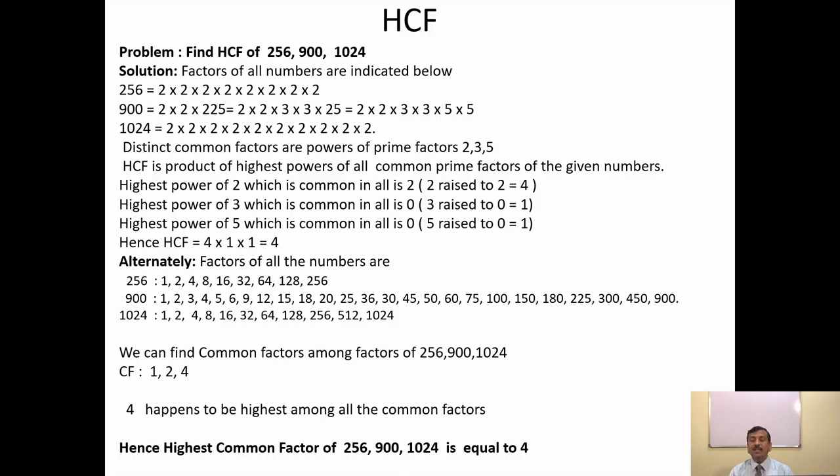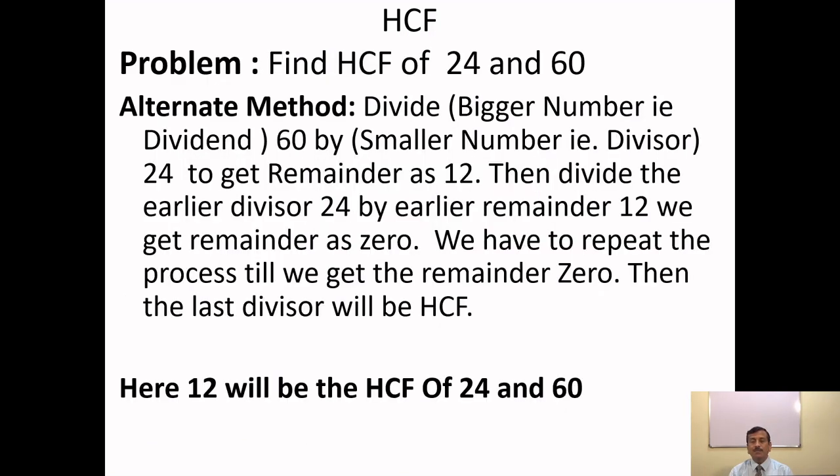Alternatively, suppose we get the factors of all the numbers as we have seen in the previous slide, and then we find that the common factors are 1, 2 and 4. And 4 happens to be the highest among common factors, as per the definition of HCF. So the HCF of the given numbers 256, 900 and 1024 is 4. We'll see an alternate method for getting HCF.